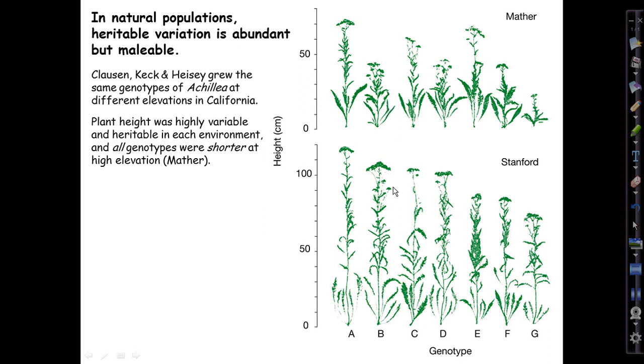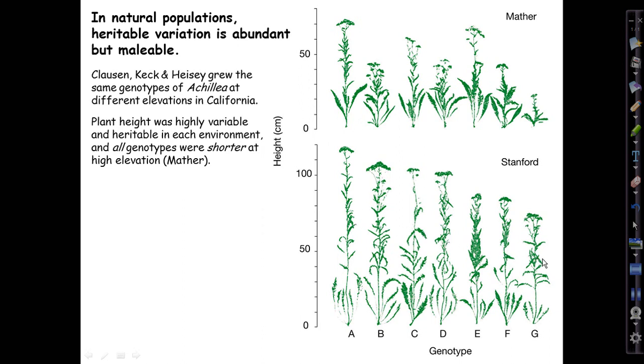But in this contrast, which resulted from planting out clones produced by just dividing the rootstocks of different genotypes at 2 of their study sites, Stanford University, just slightly above sea level and near the coast, and Mather, a site at about 4,600 feet elevation in the Sierra Nevada foothills, they found a typical result is that the genotypes did vary, and all genotypes were shorter at the higher elevation.